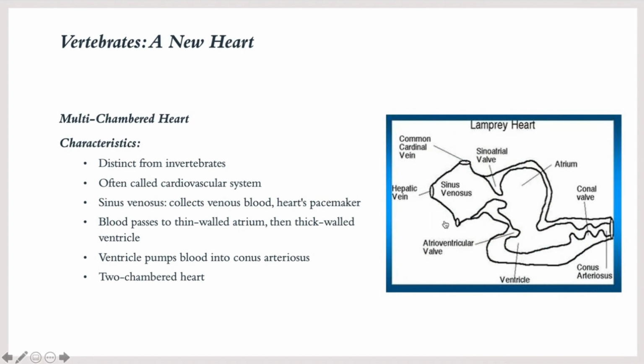They had a sinus venosus right here, which would collect blood from the veins and also act as the heart's pacemaker. The blood would go through the thin-walled atrium and then travel to the thick-walled ventricle. Then the ventricle would pump the blood to the conus arteriosus, which would send this blood to the cells and tissues that need it. And as we said, the early vertebrates, the agnatha, have a two-chambered heart.